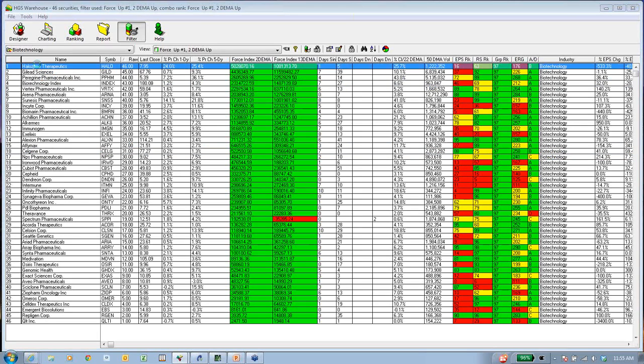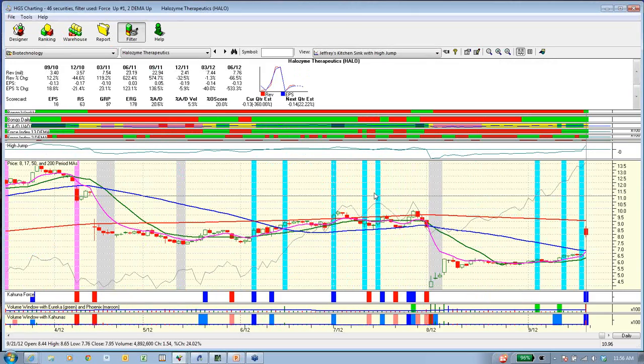Halozyme is junk off the bottom. I don't know much about this stock, but it had a huge 25% move this week. It's a cheap stock, but as you're going to see, it had been in a deep pullback. It spiked up with Force Kahuna after a pocket pivot the day before. Everything turned green. Something's going on here. Might be interesting to check into it. I'd be worried about some resistance here at the 200-day moving average. Don't know much about that one.